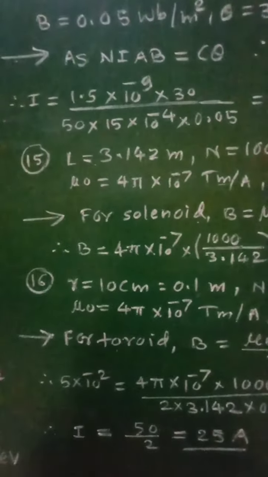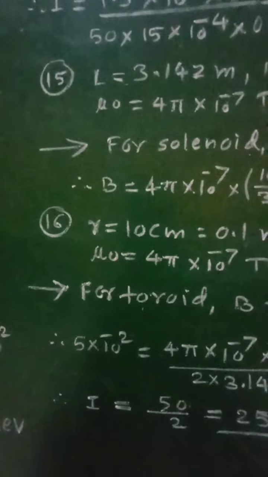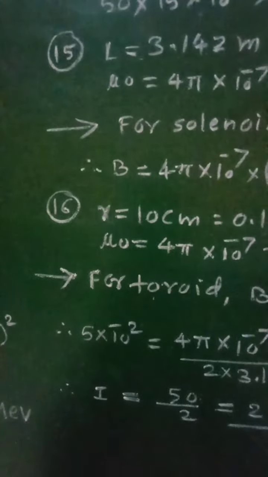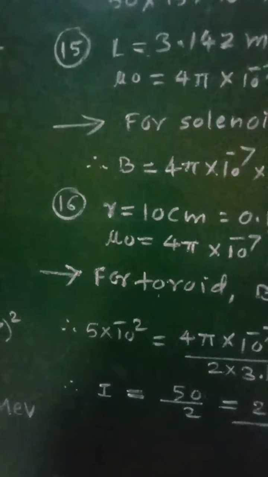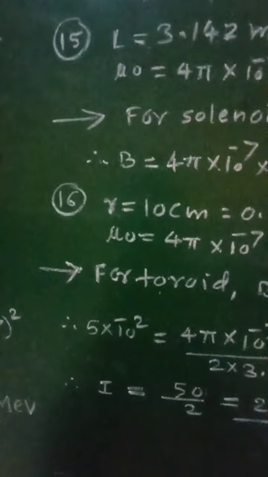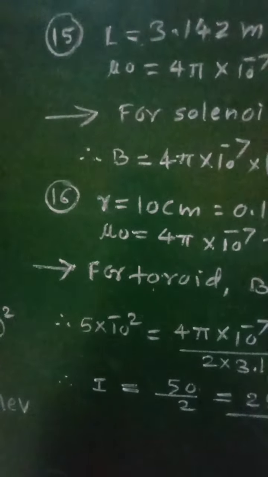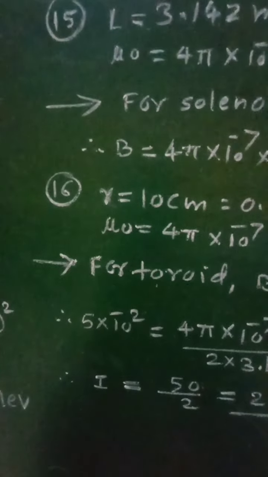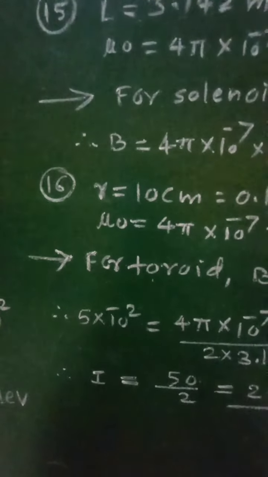Then let us go for numerical number 16, which is given as a toroid of narrow radius of 10 centimeter has 1000 turns of wire. For a magnetic field of 5 into 10 raised to minus 2 Tesla along its axis, how much current is required to be passed through the wire?